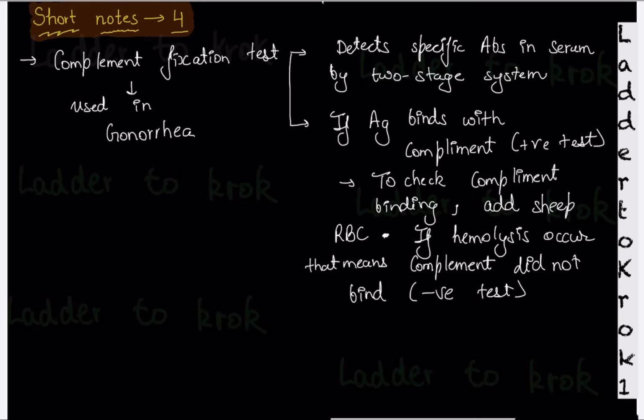If the antigen and complement are bound together, that means positive. But if they are not bound together and we add the sheep's red blood cells, those red blood cells will be hemolyzed, because the complement did not bind with the antigen, so it will hemolyze the cell. Usually the question is asked like this: there is a hemolytic serum against sheep RBC, and they form the question around that. So this is negative and this is positive. Let's move to our next point.